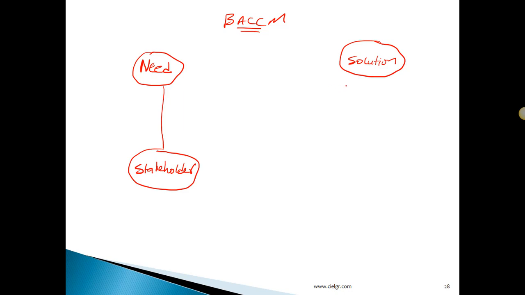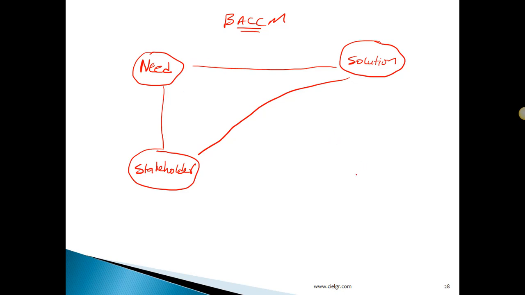So like we mentioned earlier on, no component of the BACCM stands in isolation. Again, we're going to look at the solution vis-a-vis the relationship it has with the other components of the Business Analysis Core Concept Model. So we're going to be able to determine how the solution will impact our stakeholders, and also how the solution will address the need for which it was developed.